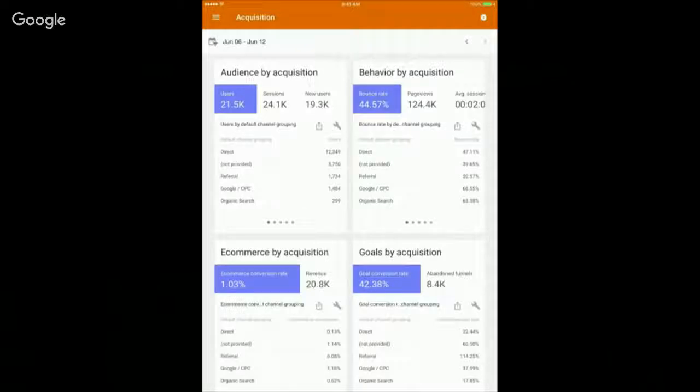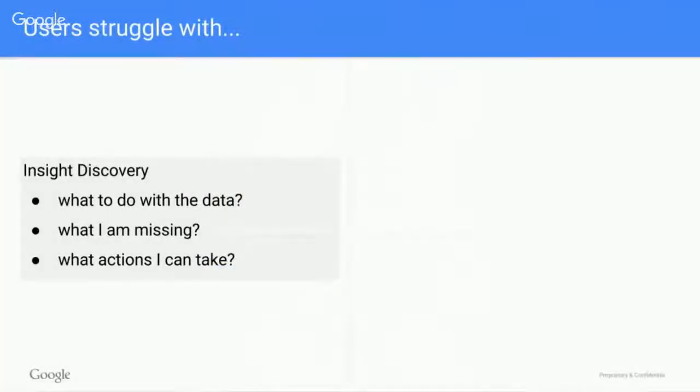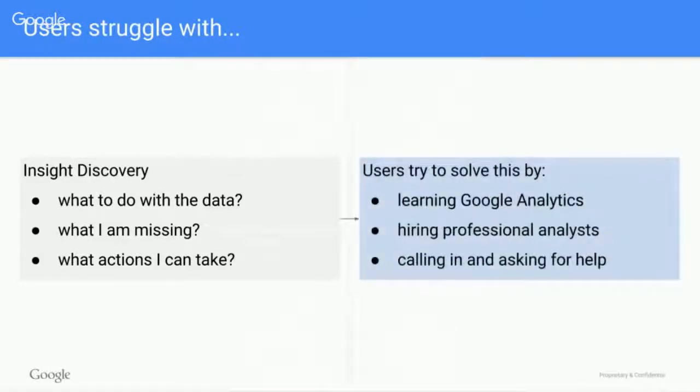Cool. So one of the challenges is there's a ton of data on GA. There's a ton of data on this app, as you already saw. Even though it's easy, you may still say, hey, what do I do with this data? What am I missing? What actions can I take? Especially if you don't have a lot of experience, or if someone you're working with doesn't have a lot of experience in GA.